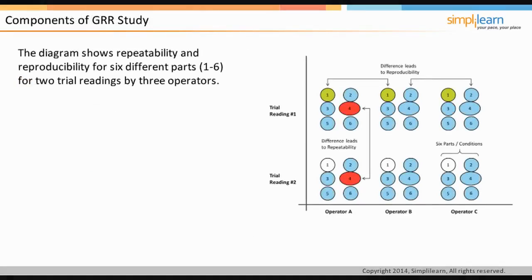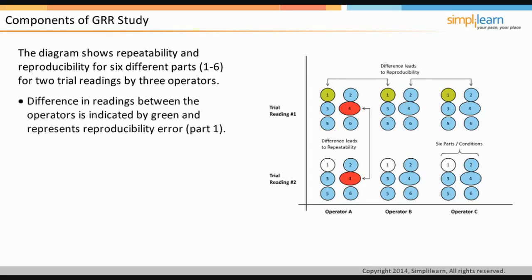The figure on the screen illustrates the difference between gauge repeatability and reproducibility. The figure shows the repeatability and reproducibility for 6 different parts represented by the numbers 1 to 6 for 2 different trial readings by 3 different operators. As can be observed, a difference in reading for part 1, indicated by the color green, by 3 different operators is known as reproducibility error.